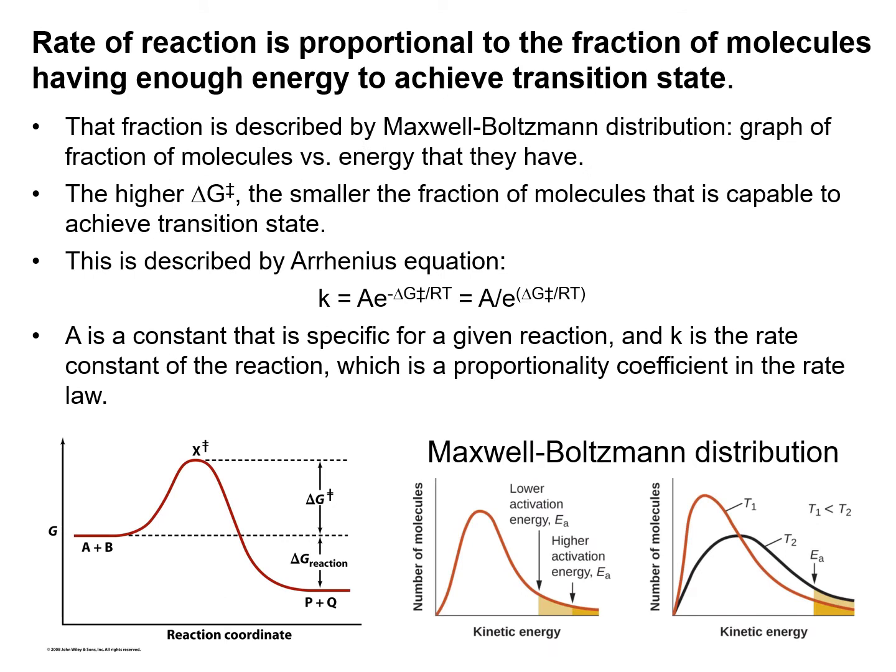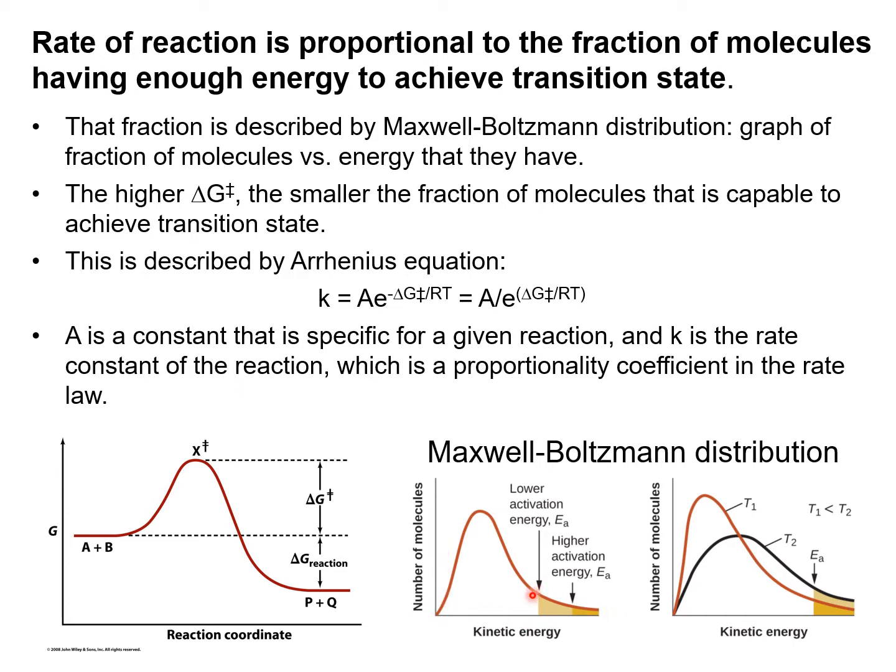The rate of a reaction, or the reaction speed, is proportional to the fraction of the reactant molecules having enough energy to achieve the transition state. So the more reactant molecules achieve the transition state, the more product you'll get. And that fraction is described by the Maxwell-Boltzmann distribution, which is shown here on the graph of the fraction of the molecules versus the energy that they have.